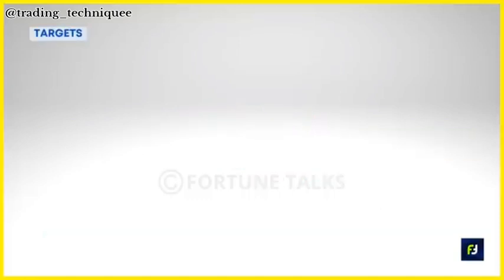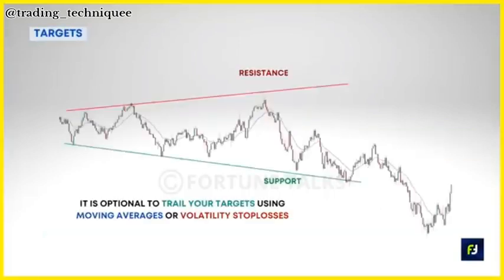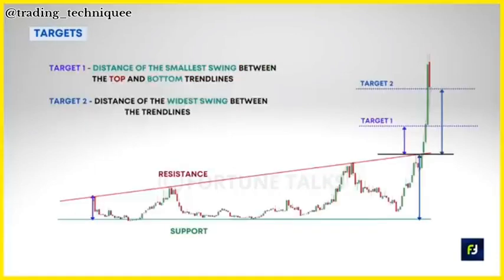Now finally, we will be talking about the targets. For this pattern, I won't be really interested in trailing my targets. I'm satisfied with the projected targets. So you can set 2 targets using the price projection method. The first target would be equal to the distance of the smallest swing between the top and bottom trend lines.